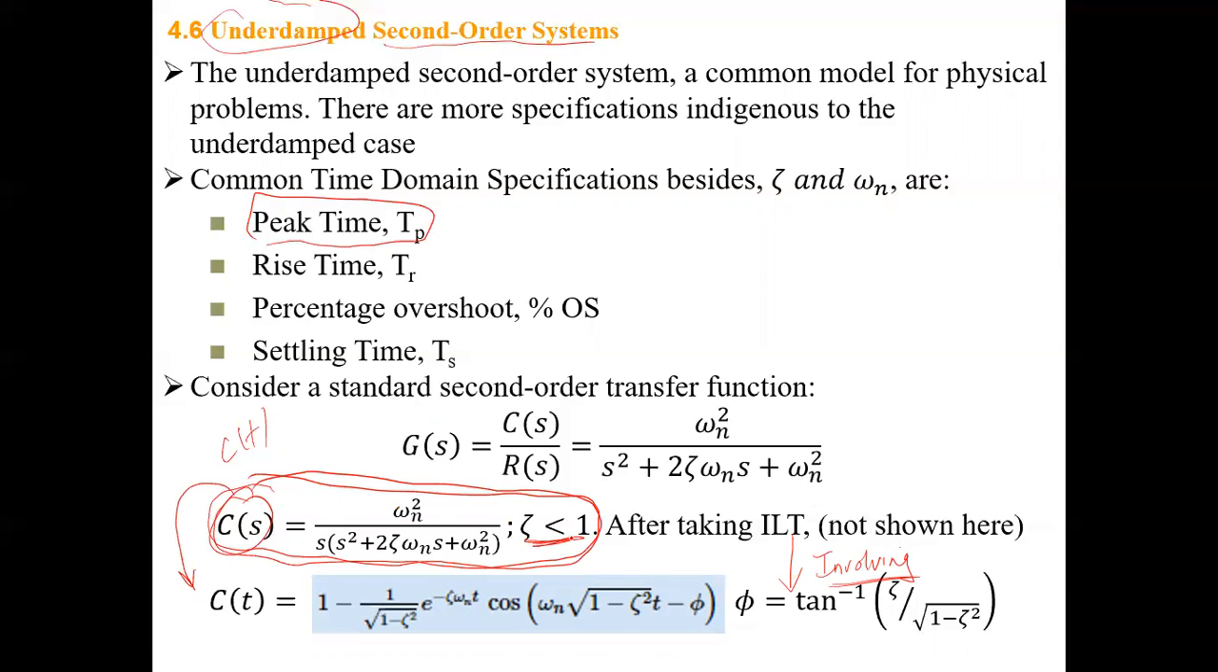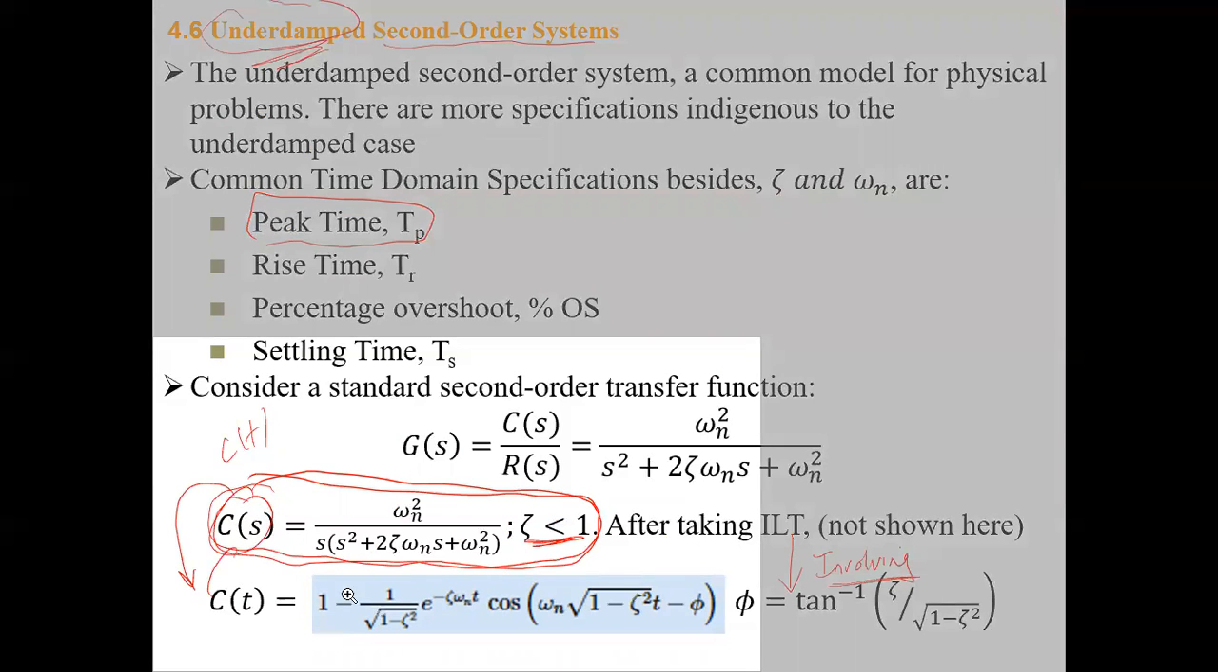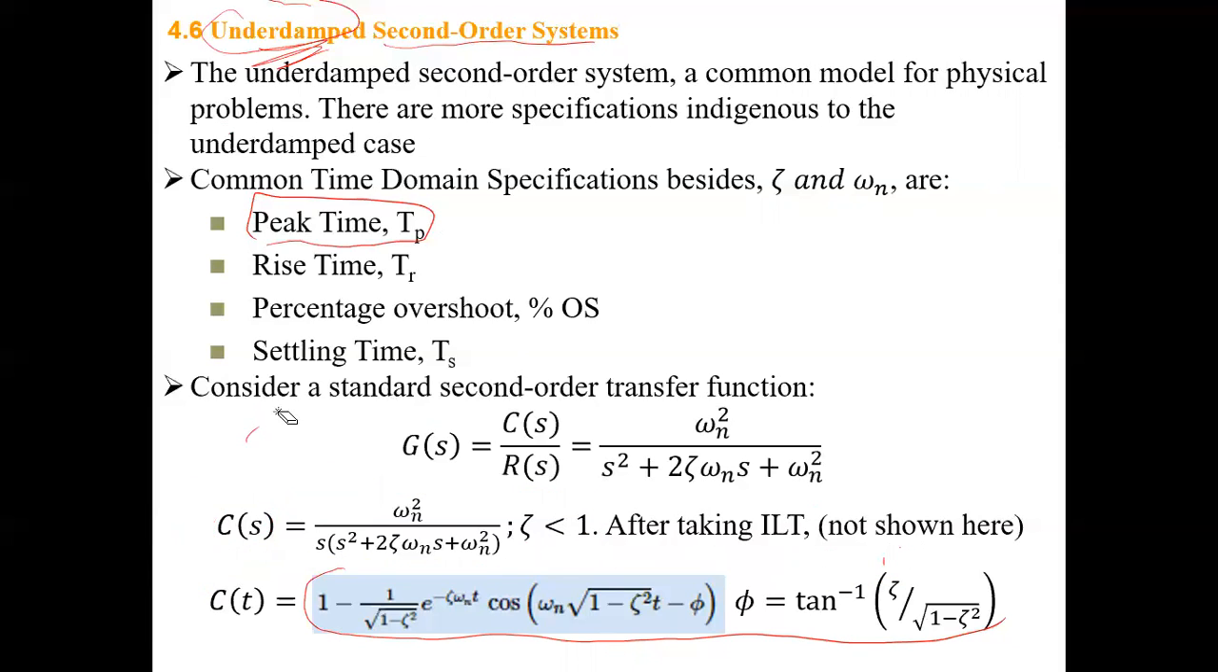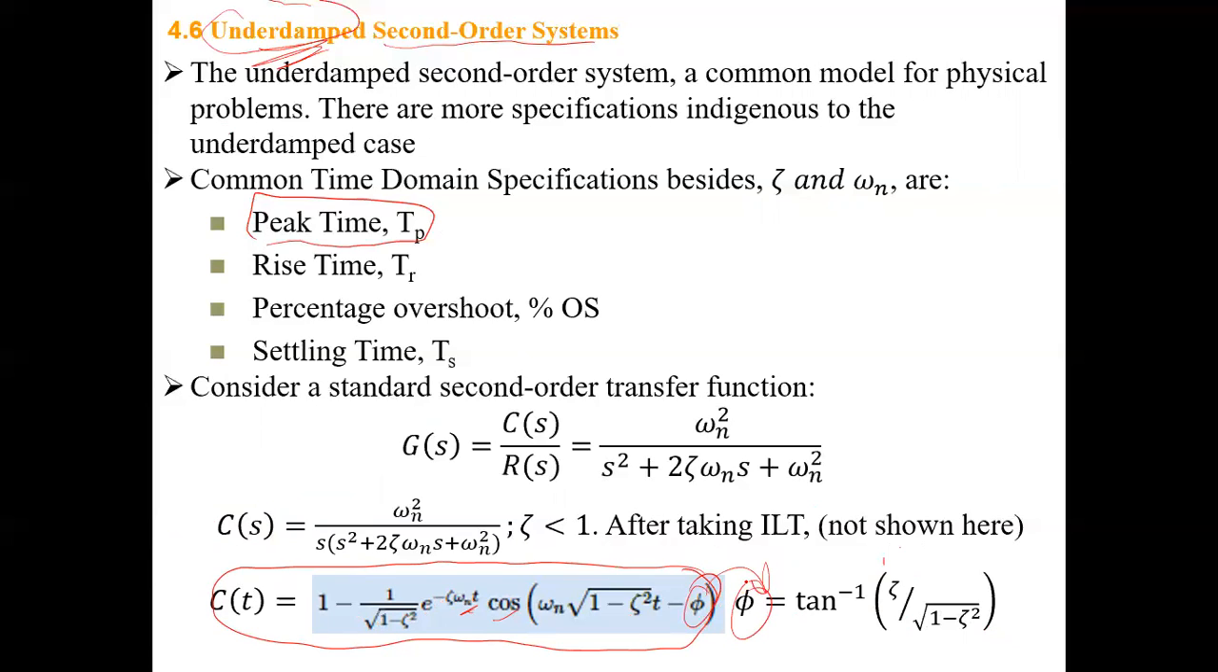So if CS is this, with zeta less than 1, because this is underdamped system, then after doing some math, we get CT equals this guy here. Okay, your CT equals this guy. That's what you get. So what is this guy here? Let's see. We have 1 minus 1 over square root of 1 minus zeta squared, e to the negative zeta omega n t, then cosine of this factor. So you have phi here also, where phi is defined as inverse tangent of zeta over this guy. Okay. That's your CT.